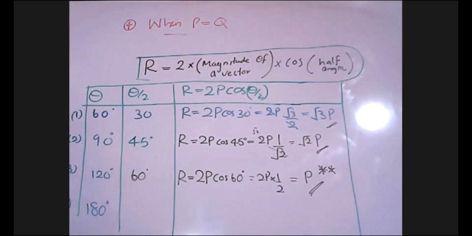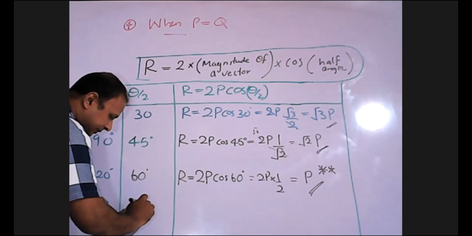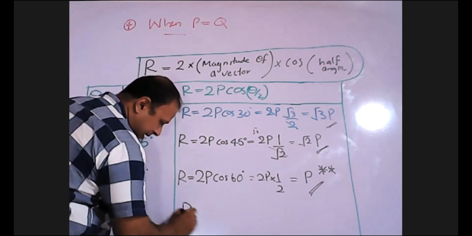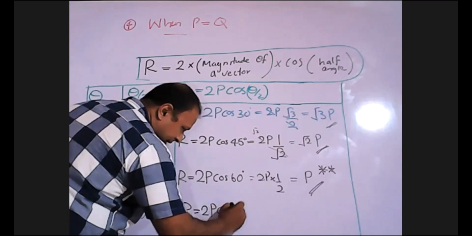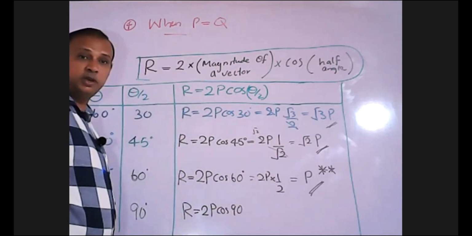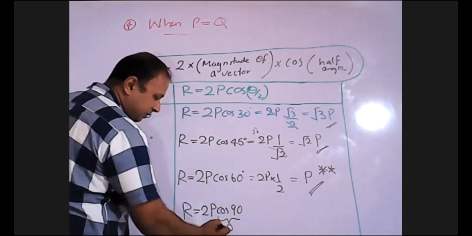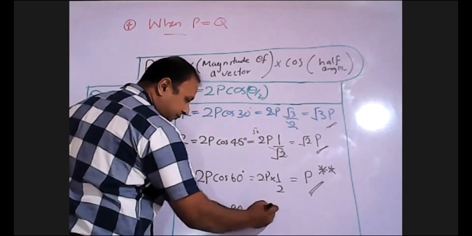Then 180. So if the angle is equal to 180, the half angle is 90. So R is equal to 2P cos 90. You know the value of cos 90, it is equal to 0. So then this should be equal to 0.